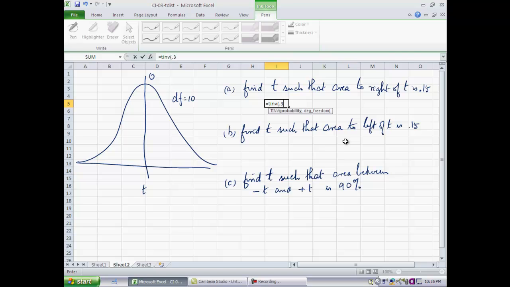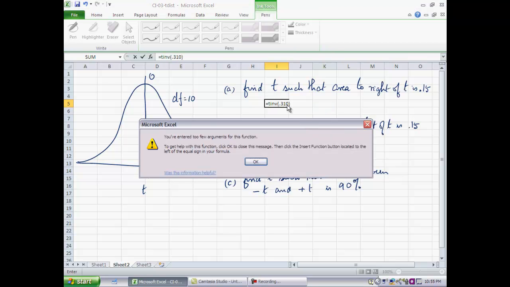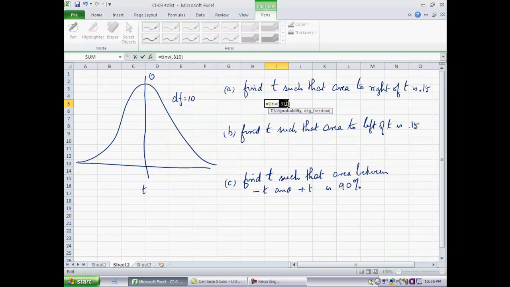Okay, so degrees of freedom is 10. Oops, mistyped. Let me correct this. 1.09. In other words, the area to the right of 1.09 is 0.15. But notice that the input that I have to give for the probability is 0.3, twice the probability that I want, because the T inverse built-in function only accepts 2 tails. It works with 2 tail probabilities. Okay.